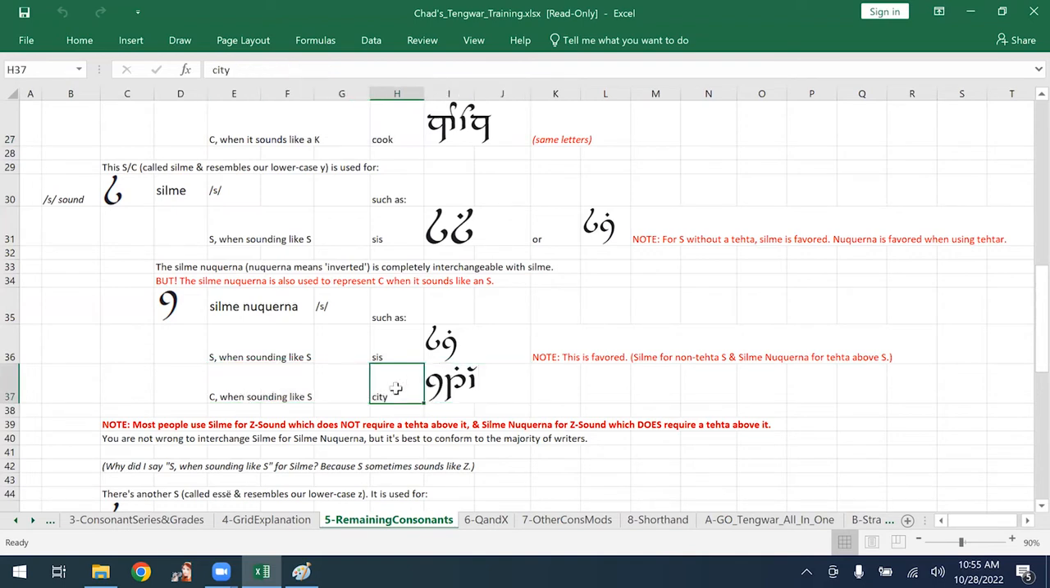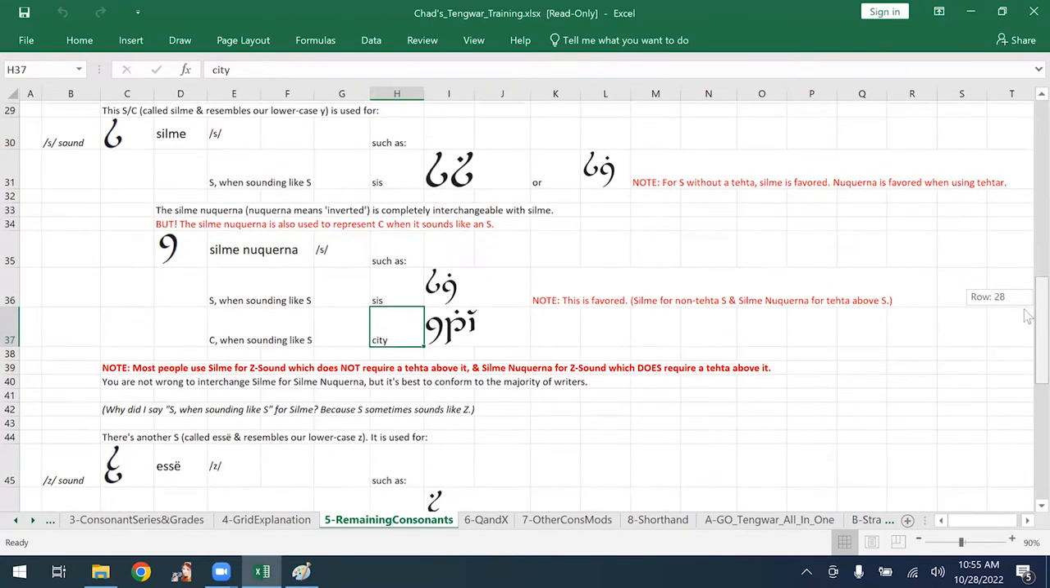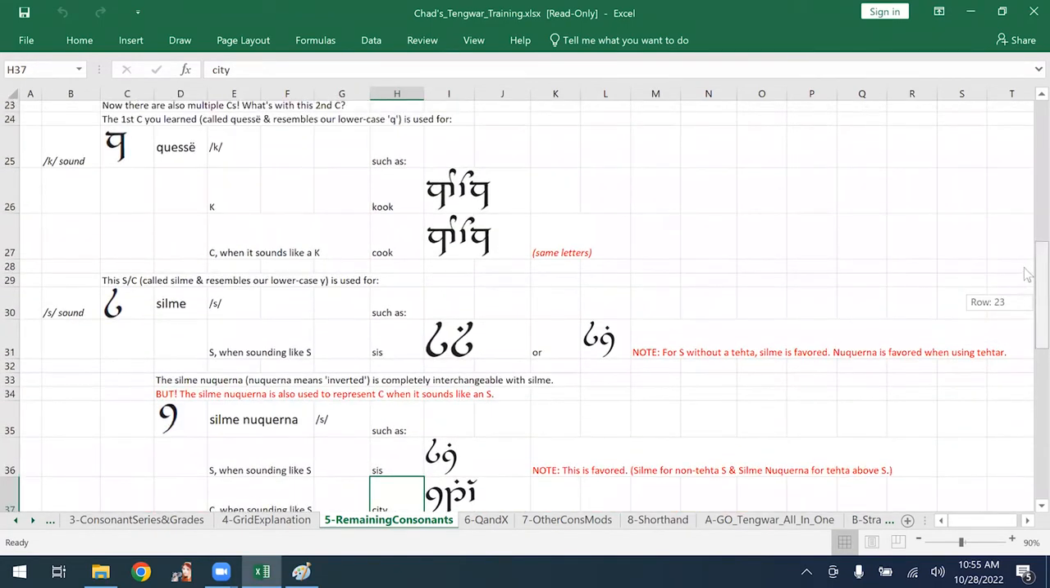So the word city, there's a silme nuquerna, and then an I Tehtar, and then the tinko for the T, and then there's the Y above the carrier. City. Now, I could put double dots under there. I didn't even think about it, but it could be silme nuquerna, the I Tehtar, then the tinko for the T, and then you could put the double under dot for the ending Y. I should have done that. Matter of fact, I may do that, so when the next person sees it, it'll be there. Okay. So now you see the two C's.